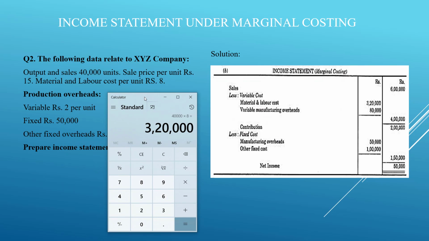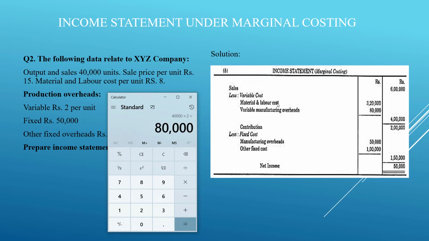Next is variable manufacturing overhead. These are the production overheads, right? Production overhead or manufacturing overhead, it is the same thing. Now variable is given as 2 per unit and fixed is given as rupees 50,000 annually, right? So for production overhead, variable is 2 rupees per unit. Then how can we get it for 80,000? That is the 40,000 output, multiplied with 2 rupees. So this is 80,000, right?